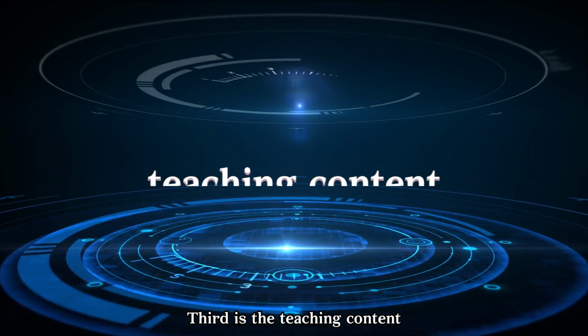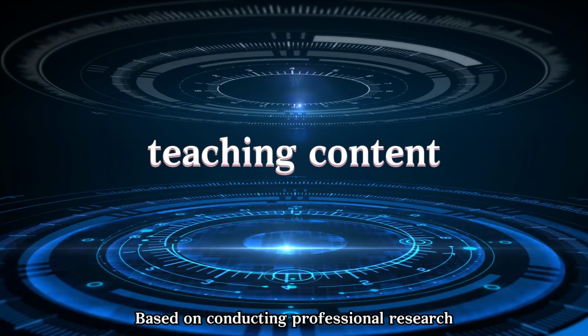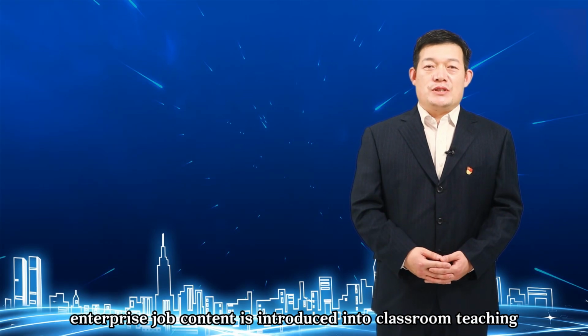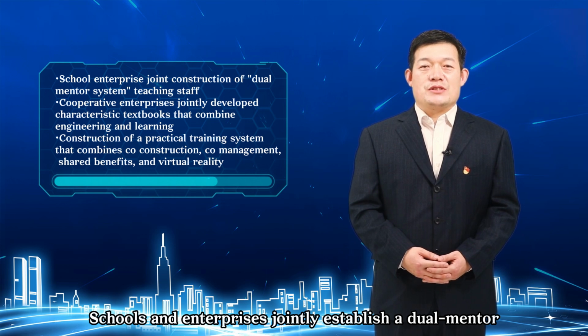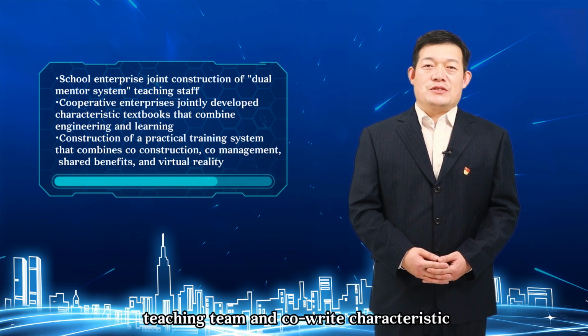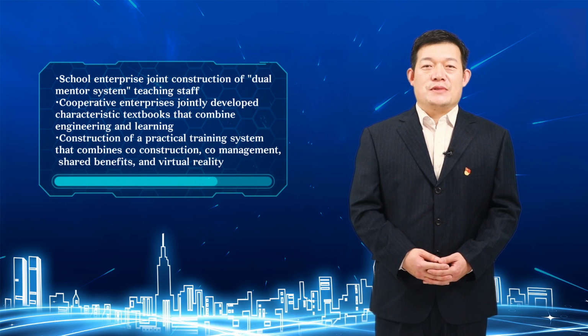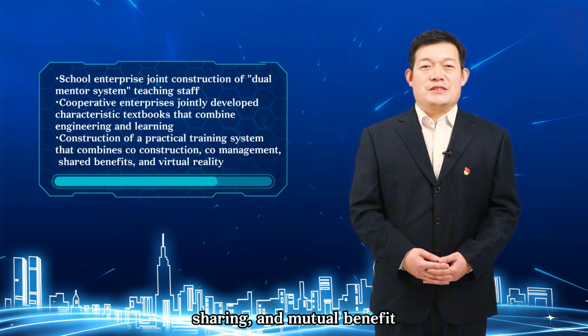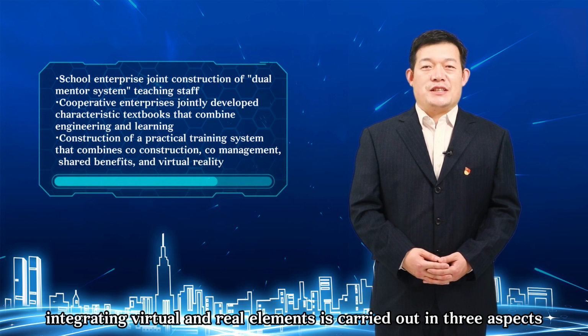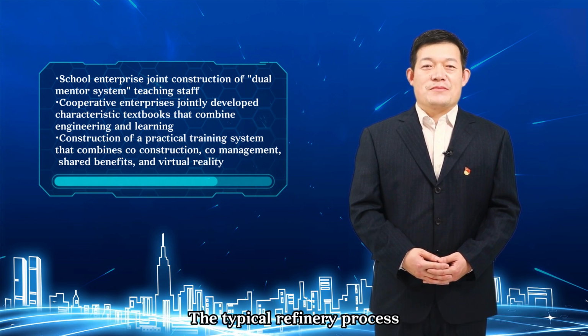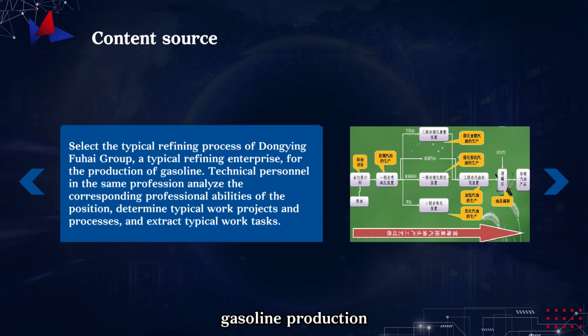Third is the teaching content. Based on conducting professional research, enterprise job content is introduced into classroom teaching. Schools and enterprises jointly establish a dual mentor teaching team and co-write characteristic textbooks integrating work and study. This involves co-construction, co-management, sharing, and mutual benefit. The construction of a practical training system integrating virtual and real elements is carried out in 3 aspects. The typical refinery process, gasoline production, from the typical petrochemical enterprise Dongying Fuhai Group is selected.